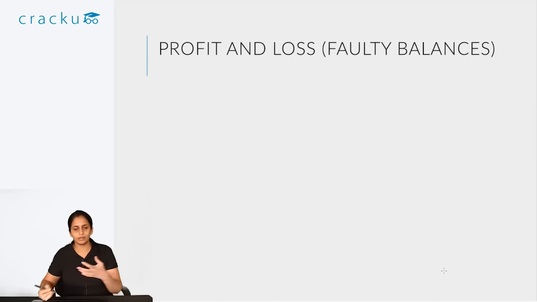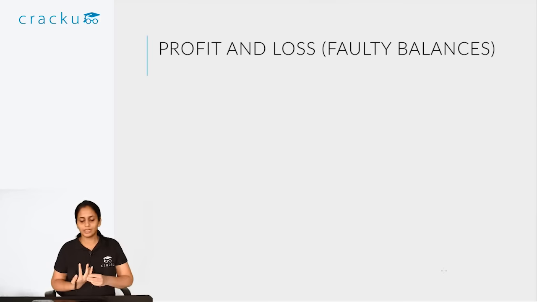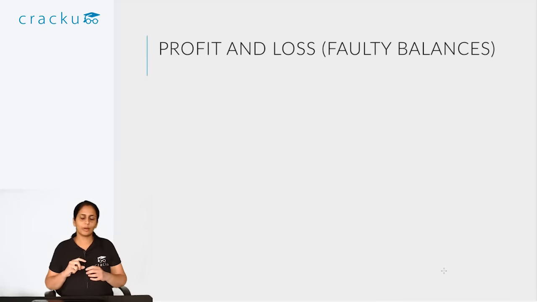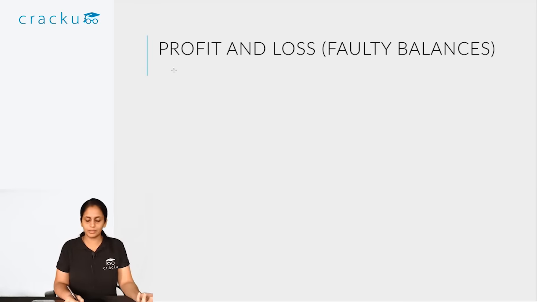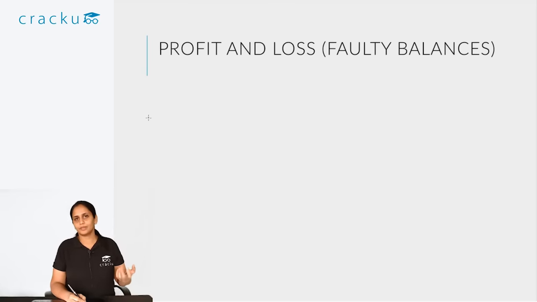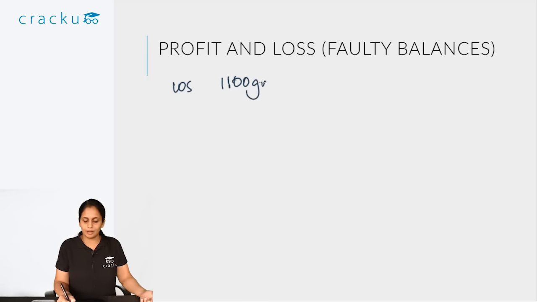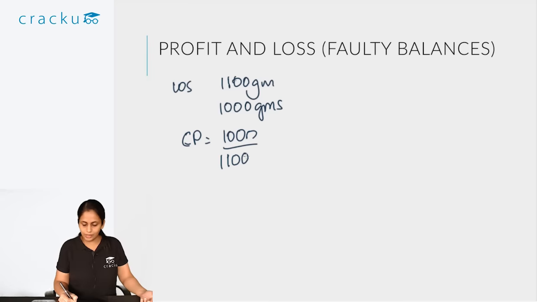Now let's go on to the most often asked subtype within profit and loss, that is faulty balances. Whenever you have faulty balances, either while selling or buying, you have to make sure that you calculate the effective cost price. That is all you have to do. So what do I mean by faulty balances? For example, you'll be given that there's a shopkeeper who cheats while buying. While buying from the wholesaler, he uses a faulty scale which gives him say 1100 grams while showing 1000 grams. In this case, you have to say that the actual effective cost price is 1000 by 1100. So this is the effective cost price for me.